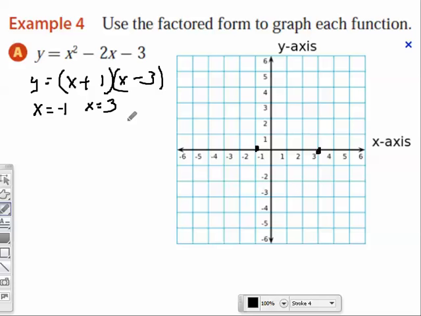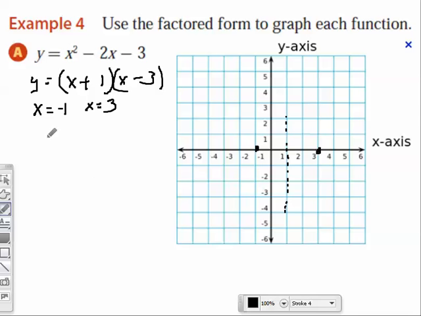Adding those together, I can see that I'm going to get a 2. And so my axis of symmetry is going to be right here on that line, number 1. Okay? Added them together. 3 minus 1 gives me a 2. Divided by 2 gives me a 1, halfway in between them. So there's my axis of symmetry. Positive, it's going to point up, right?